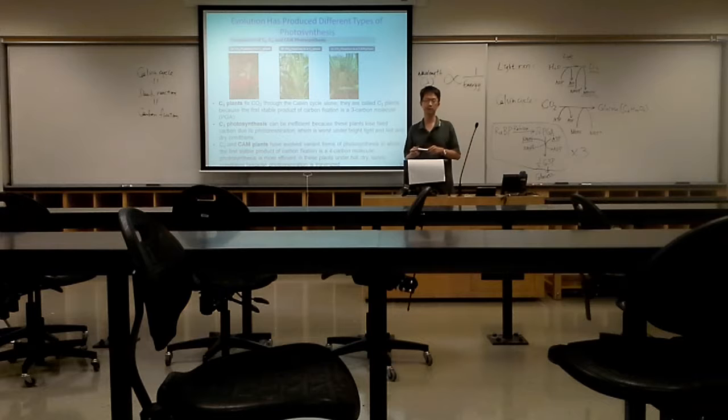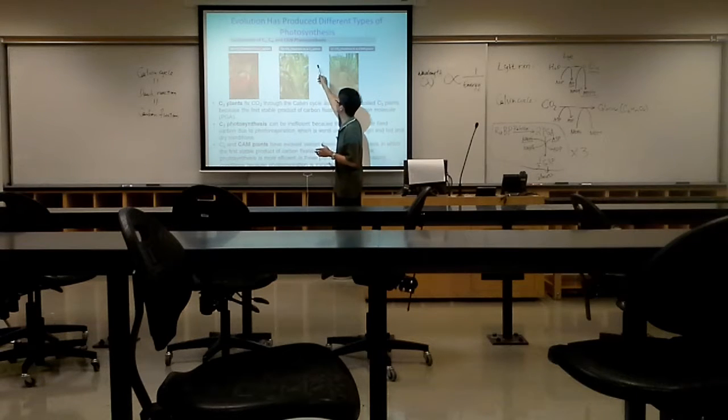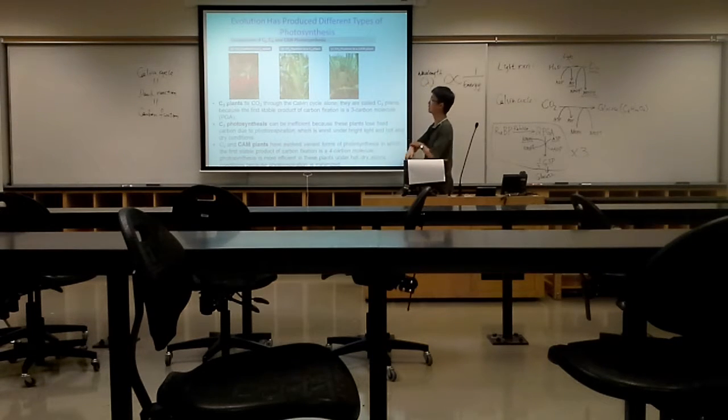Now we talk about 3 different types of plants that do photosynthesis a little bit differently from each other. One is called C3 plant, one is called C4 plant, last one is called CAM plant. We first talk about C3 plant. We call it C3 because they make a 3 carbon molecule, PGA.